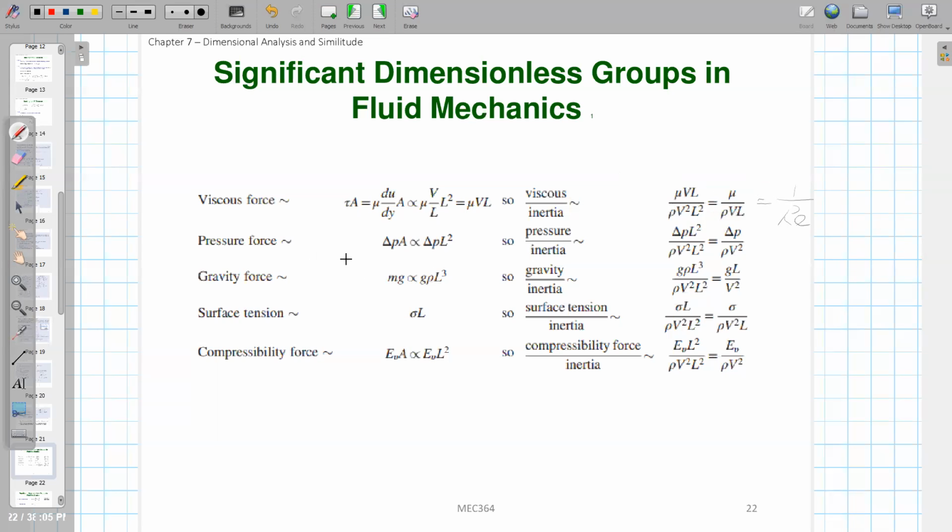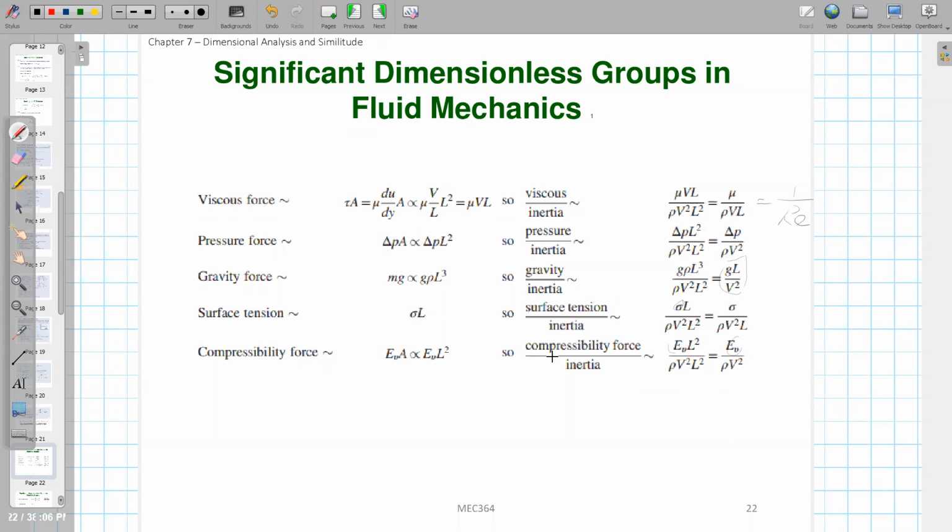Similarly, you can use the pressure force over the inertial force to define a new dimensionless parameter. Using the gravitational force over the inertial force, you can define another dimensionless parameter, and likewise for surface tension, the compressibility force, and so on. This sigma here is the surface tension, and this E of mu here is called the elastic modulus of compressibility.